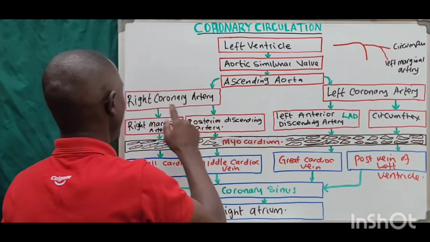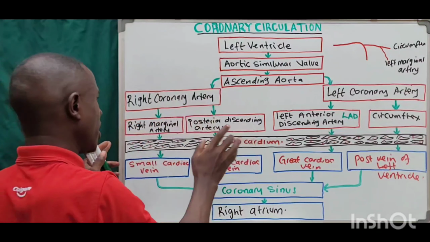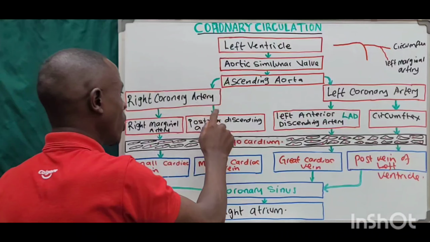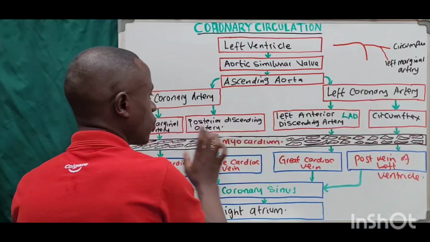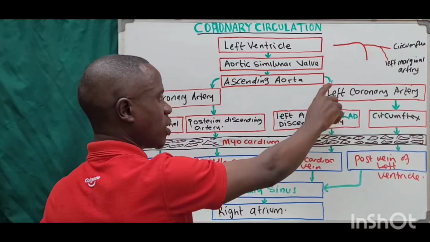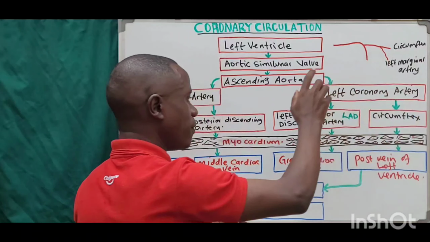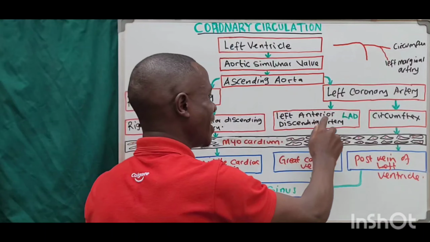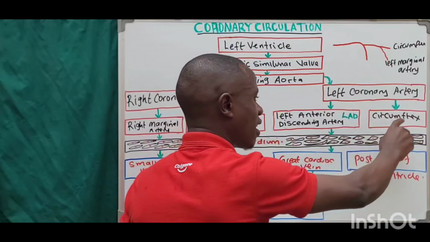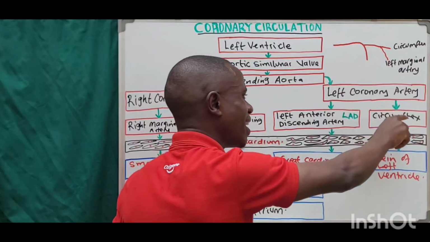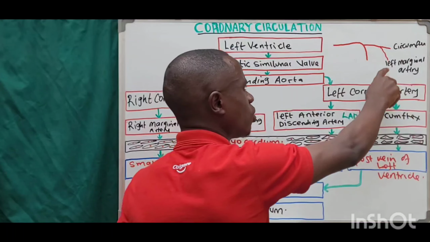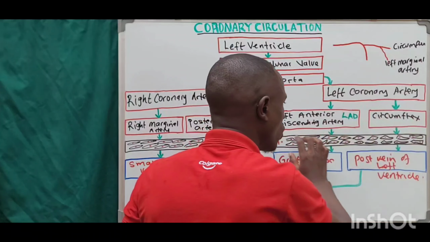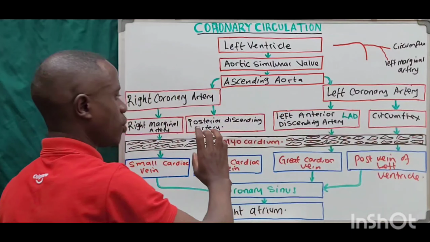coronary artery. Now, the right coronary artery is going to be dividing into the right marginal artery and the posterior descending artery, which are going to be supplying different portions of the myocardium. The same is happening with the left coronary artery. It will divide into the left anterior descending artery, and also the circumflex artery. However, the circumflex artery can also give off a very small, minor marginal artery, which we call the left marginal artery. They are all going to be supplying the different portions of the myocardium.